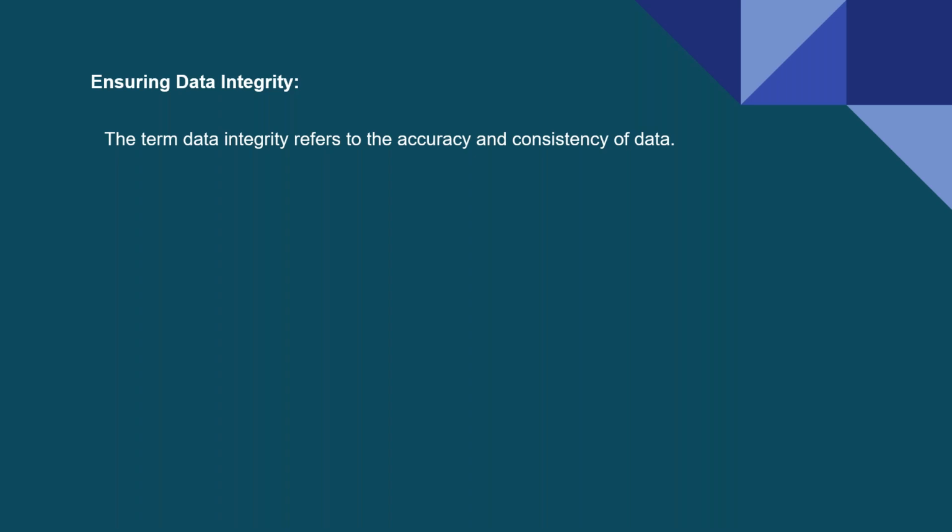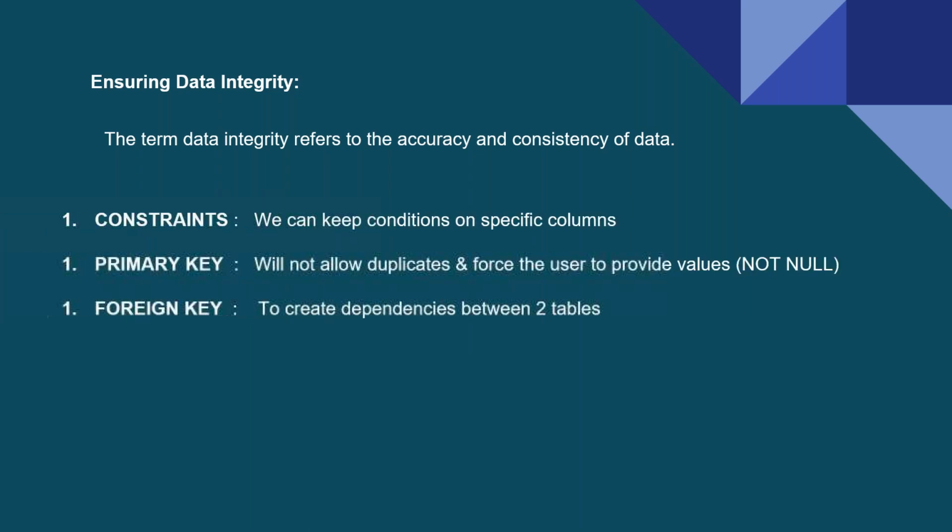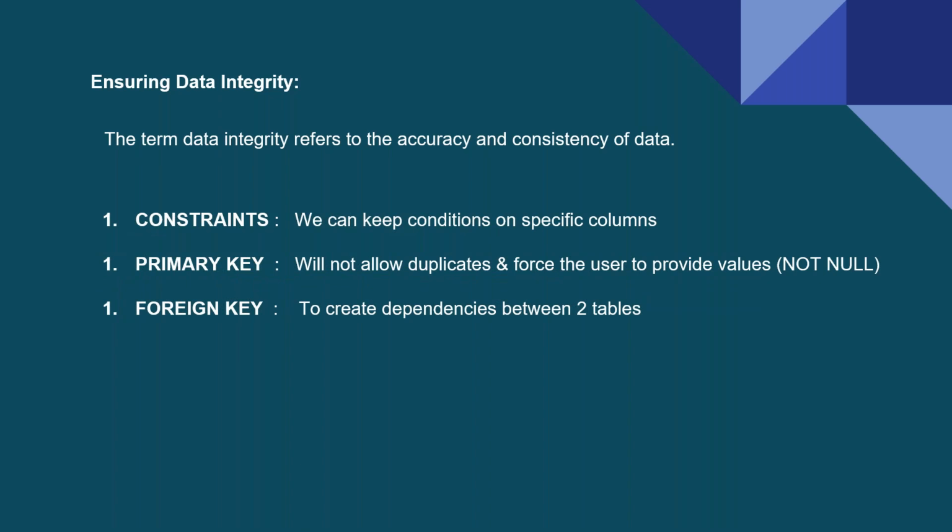To ensure this data integrity, we have this concept, right? Yesterday we have seen the primary key constraint and unique constraint. These are the constraints that we use frequently in SAP HANA SQL. A constraint is nothing but keeping conditions on specific columns.